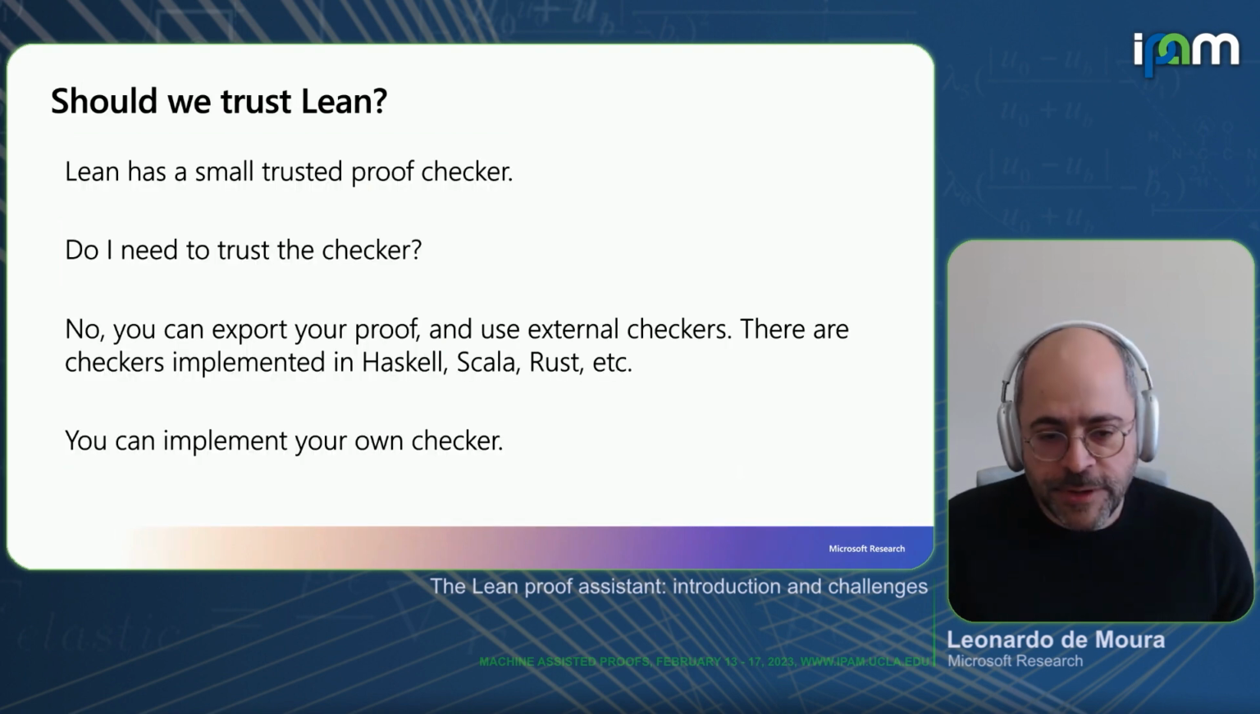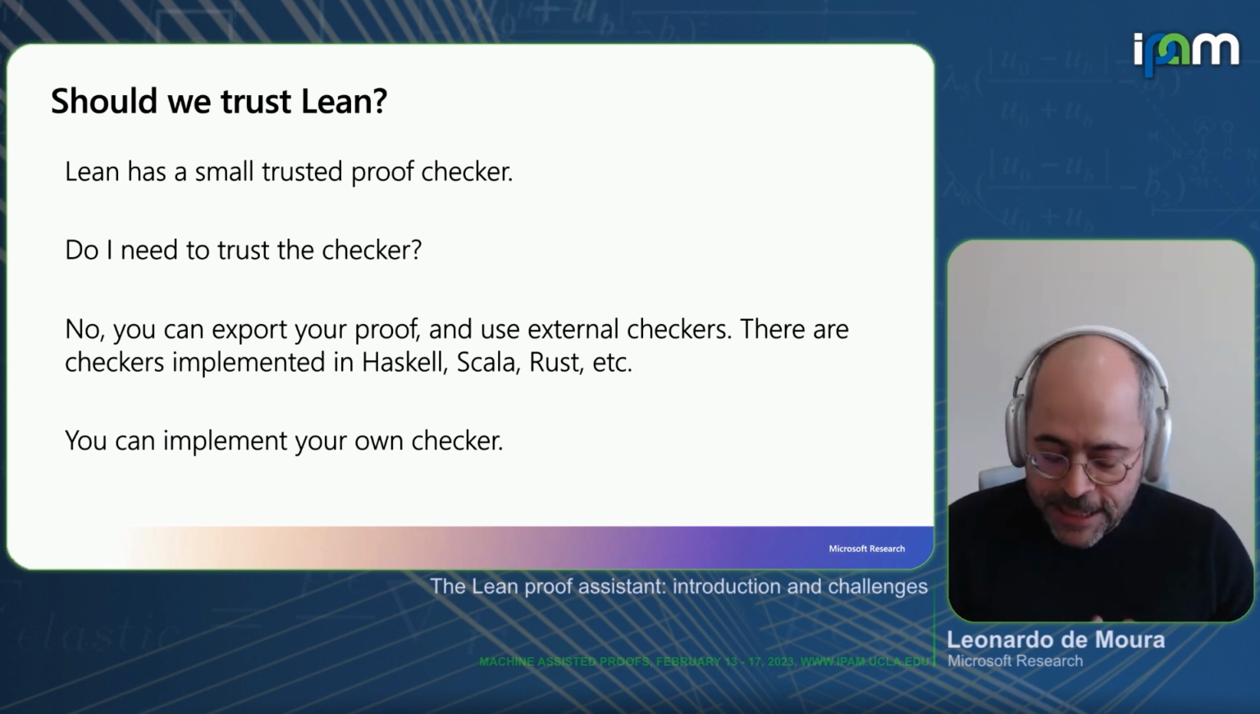A recurrent question we get is, should we trust Lean, right? Then we say, yeah, you should trust. Lean is a big system, has many bugs as any big system. But you only have to trust the small kernel, right? The small kernel is around 10,000 lines of code. You may ask, well, 10,000 is a lot. Should I trust the kernel, right?